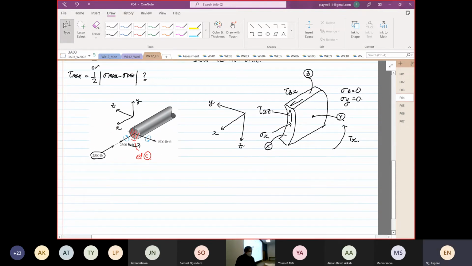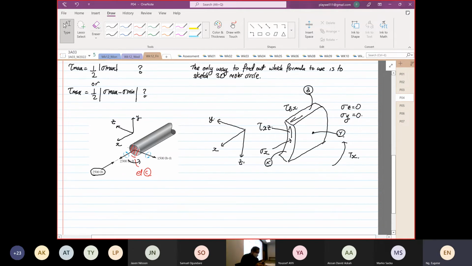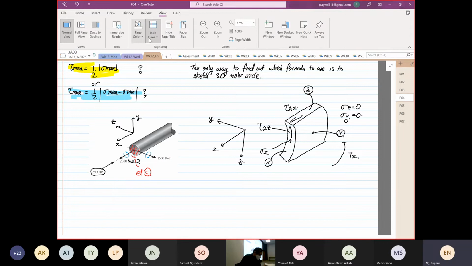So I say this is just a sketch, okay? So we are trying to find out whether we are going to use this formula over here or this formula over here. So now we do a sketch. We do a sketch now. So we're going to sketch a Mohr circle.